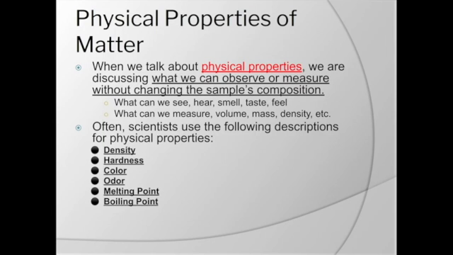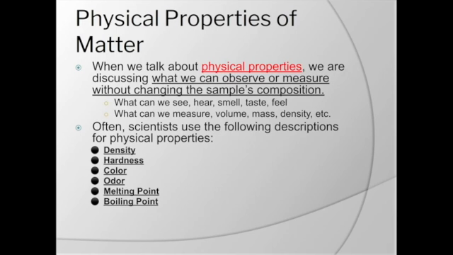So first off, we're going to talk about the physical properties of matter. Now remember, while we are taking notes, if something is red, then you need to have that word or two words highlighted, and then everything that is underlined also needs to be in the notes section on this page of your digital notebook. Okay, so when we talk about physical properties, you'll type out physical properties and then highlight it. We are discussing what we can observe or measure without changing the sample's composition. So you do need to make sure to write down that definition as well.